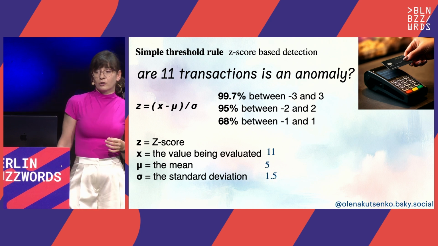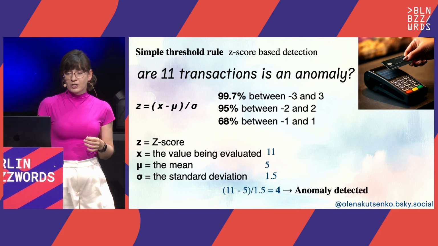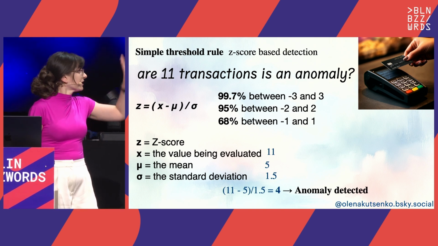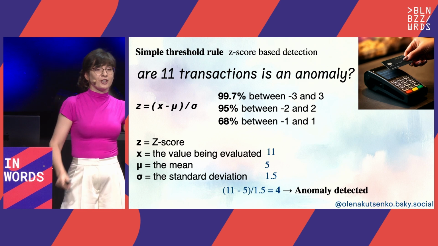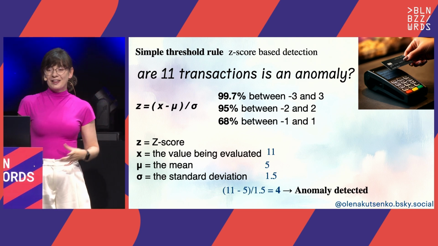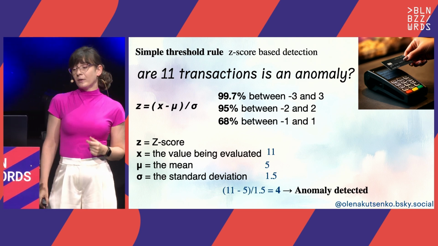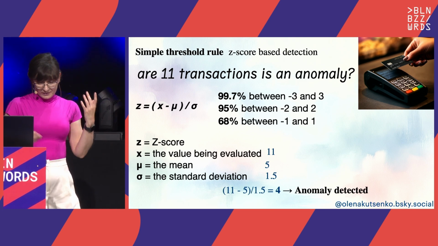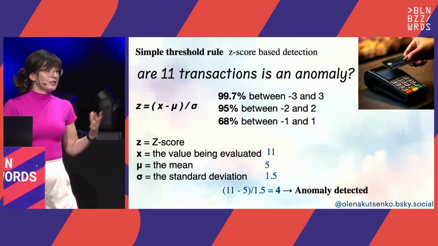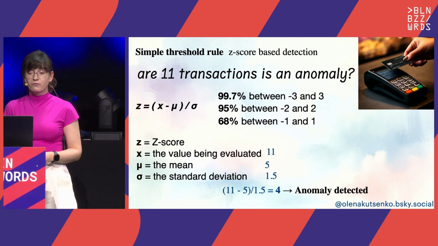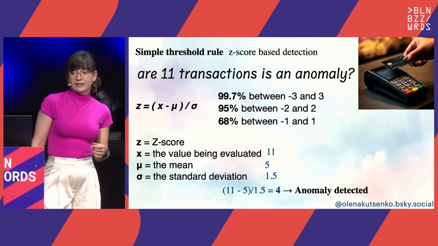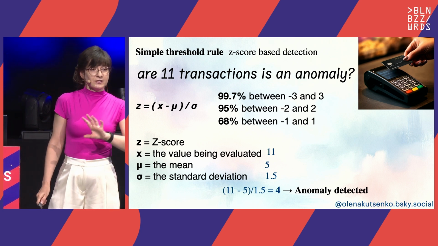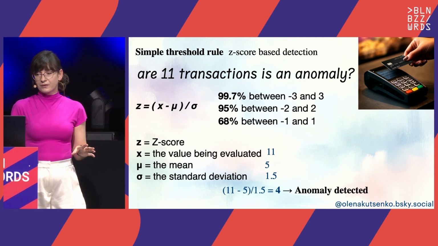And then if we do a calculation based on some numbers, here the mean was 5 and the standard deviation calculated was 1.5. These are imaginary numbers for an imaginary human being having 11 transactions per day. But for that human being, that number of transactions is unusual based on the history. So we can say that we detected an anomaly. But these are quite simple rules. This is pure simple math.